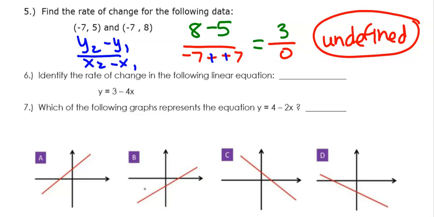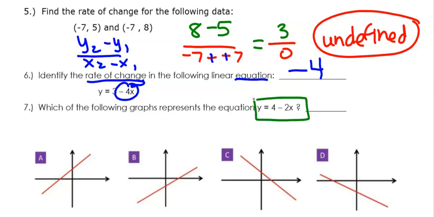Question number 6. Identify the rate of change in the following equation. The rate of change is the coefficient of x, which for us is -4, but don't write the x. Number 7. Which of the following graphs represents the equation y equals 4 minus 2x? Remember, these two numbers represent different things. The constant is the y-intercept, and the coefficient of x is the slope.